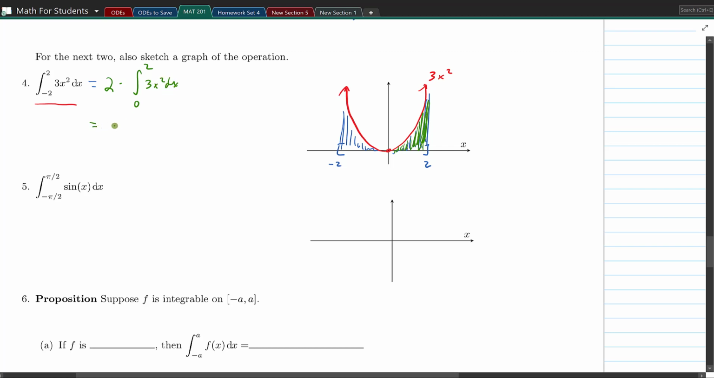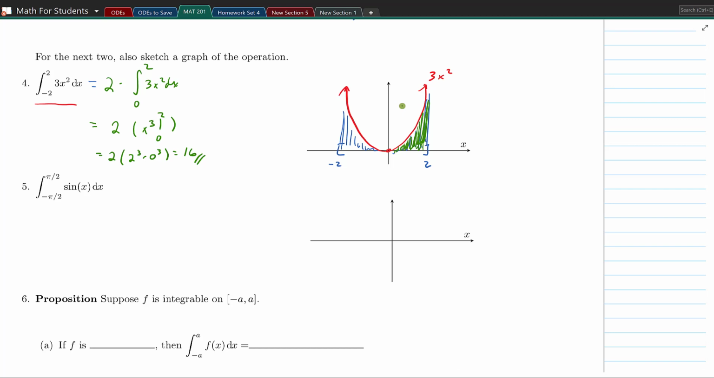Okay? So this gives me 2 times, and then if we evaluate that antiderivative, we get x cubed evaluated from 0 to 2, which is equal to 2 times 2 cubed minus 0 cubed, which is equal to 16. So notice what we did is we computed the area of this green region, which came out to be 8, and then we doubled it to give us a total area of the blue region, which is, let me be careful with the word total there. By total, I mean the sum total of the two regions, of 16.